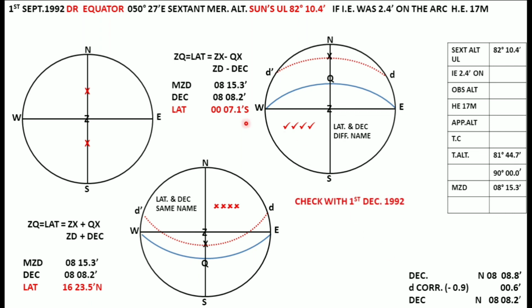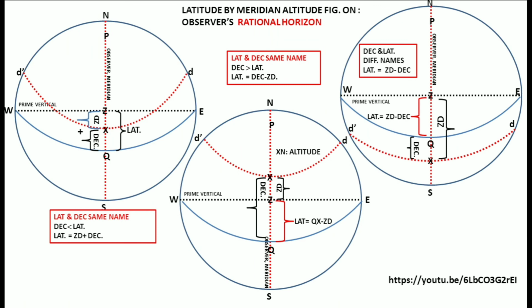Now you can check this question again. Try to do it with 1st December 1992 and see what the results are. These are the figures that we had talked about earlier, which I have already discussed with you, on how to go about finding your latitude when you have the altitude and meridian passage, with same names, different names, and declination being greater than latitude.